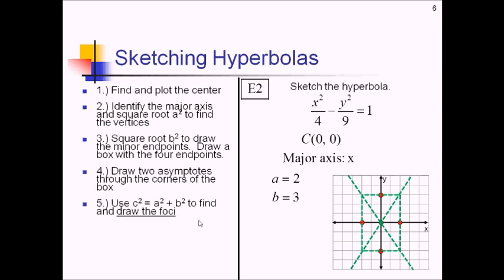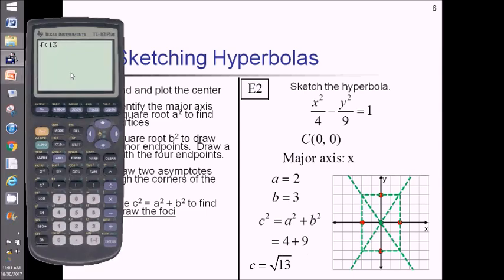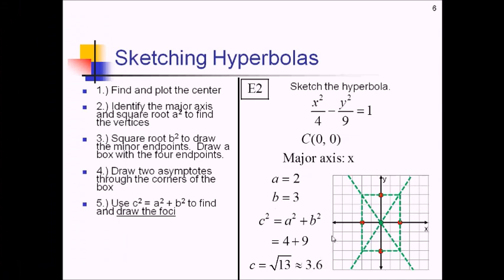Now we need to figure out the foci. So let's use c squared equals a squared plus b squared to find that and draw those. So that's going to be 4 plus 9 is our c squared. So we need the square root of 13, which is going to be, calculator time, square root of 13, about 3.6. And that's on the major axis, which was x. Now, it's very important to write that down here because I always forget if I don't write it down. So we're going 3.6 to the left, 3.6 to the right.